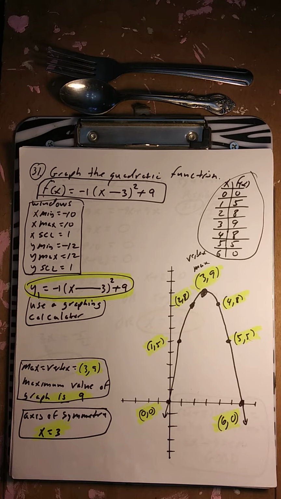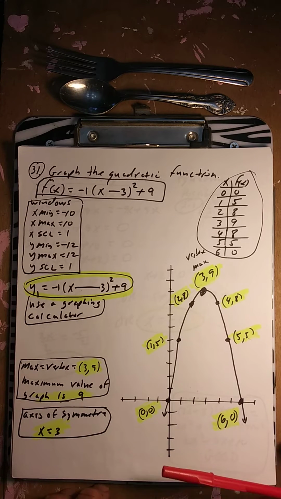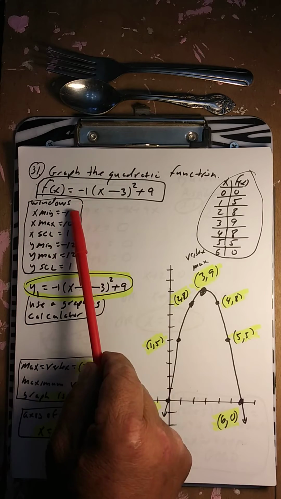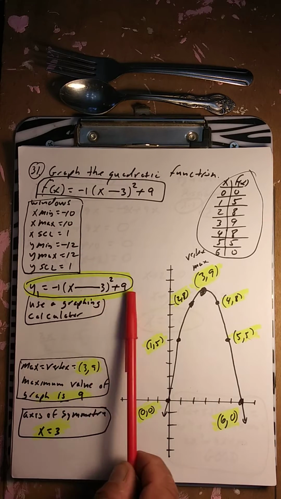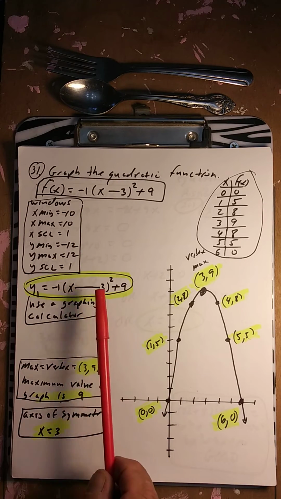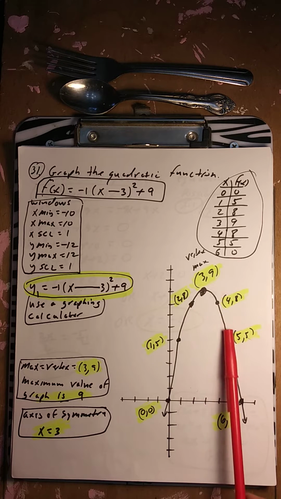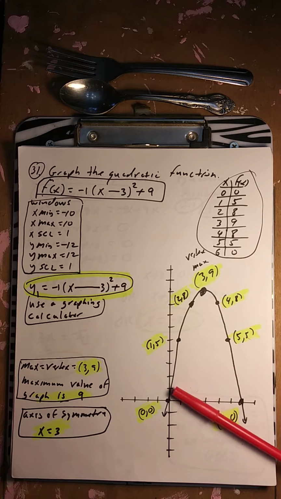Graph the quadratic function. Okay. So let's just do it in the graphing calculator. Set up the window like this. Put it in your graphing calculator like this. Use a graphing calculator and you enter it. It's going to give you all these points right there. These are some points on the graph.